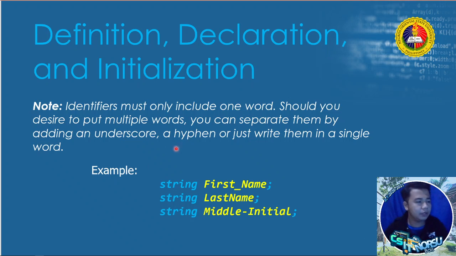For example, for a string, if we're going to deal with first name, you can either split or merge the two words with an underscore, or you can just write the two words as one word, or you can separate them with a hyphen, okay.